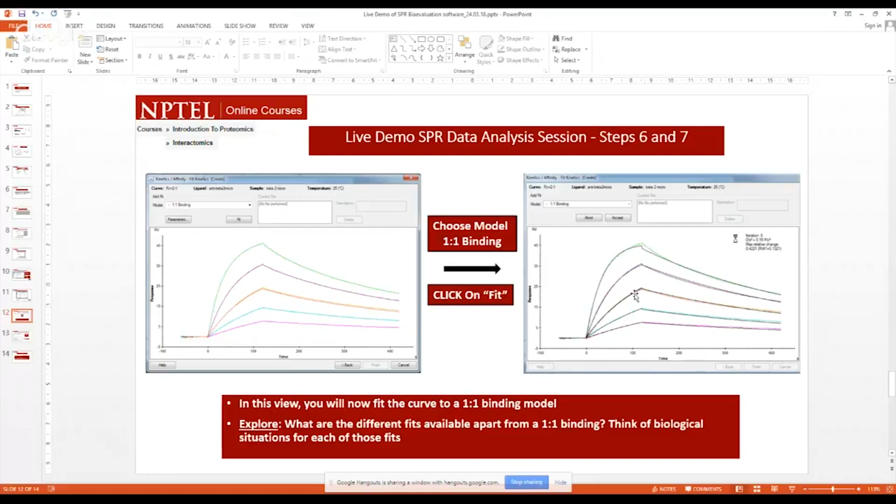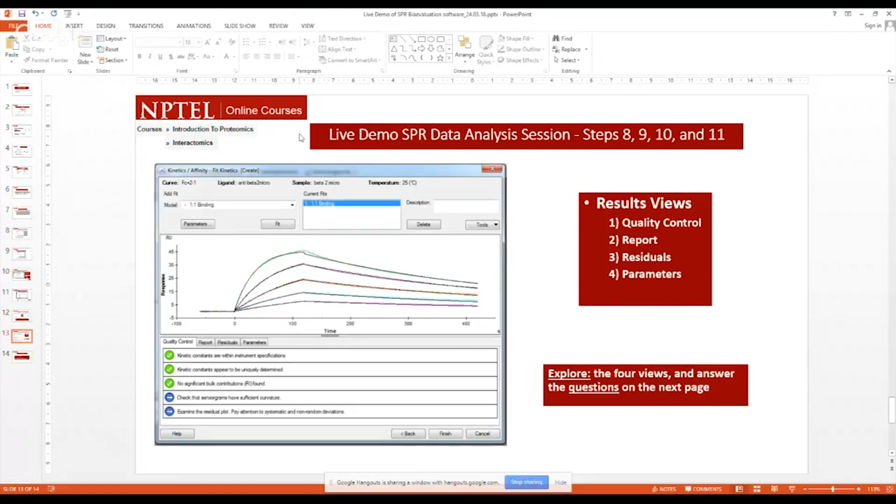Okay, and then once this is over, this is the output you will get. So these are the result views. You will have 4 different views here. As you can see, the first one is a quality control view. The second is a report, then residues and parameters.